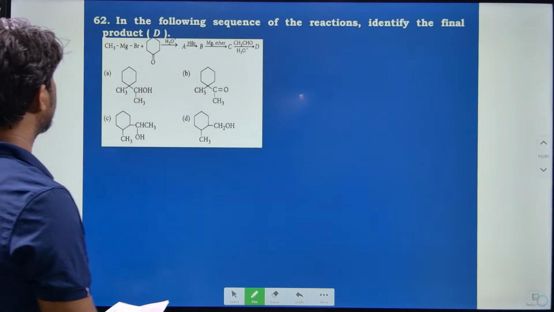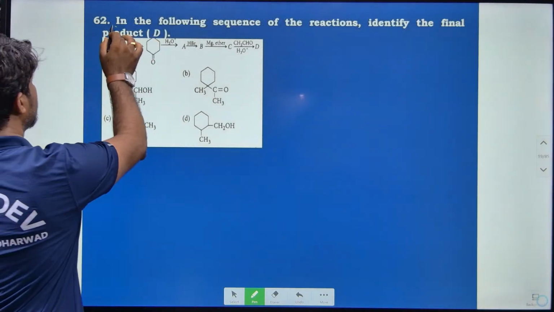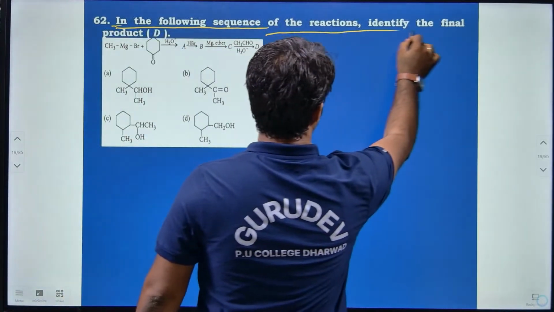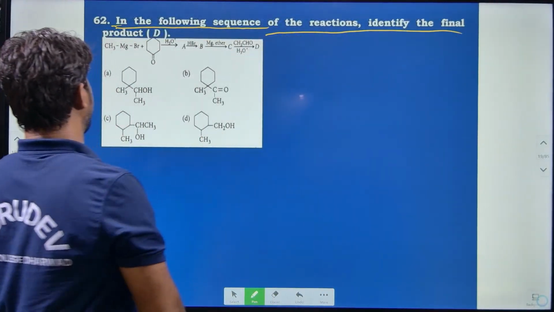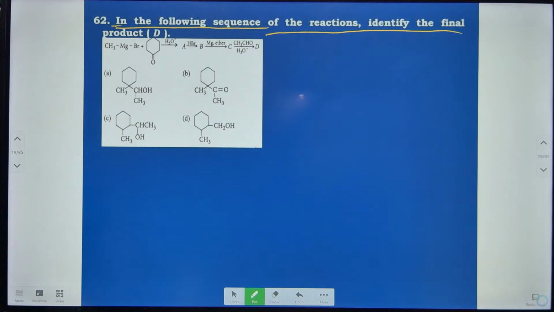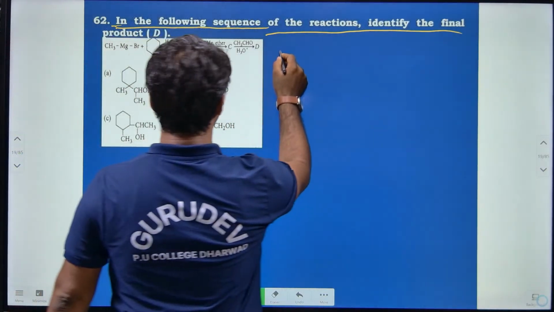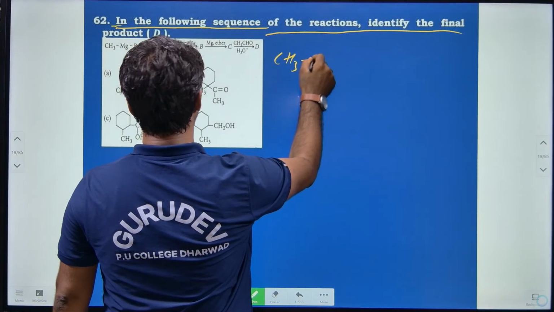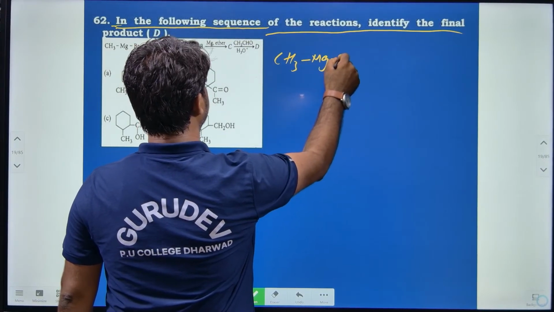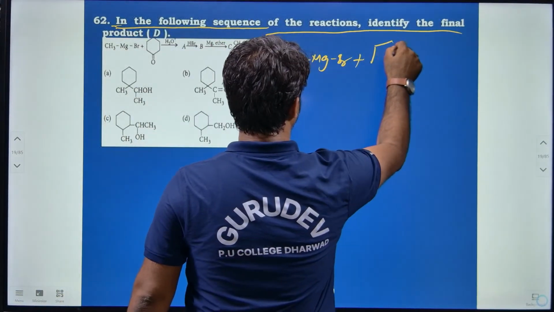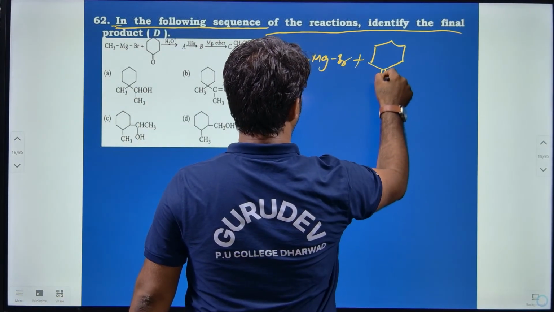Well, now come to the point. Question number 62. In the following sequence of reactions, identify the final product. So we need to identify the final product. It's a very simple reaction. Look at here, guys. CH3MgBr is a Grignard reagent. When this Grignard reagent reacts with the cyclohexanone.